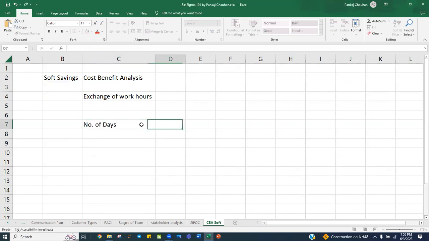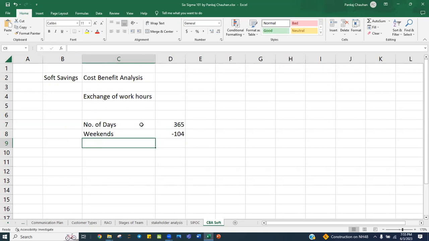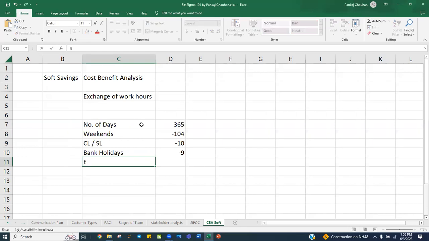Example, the number of days in a year, we have around 365. If you talk about the weekends, we have around 52 into 2, so total 104 days. Those are the negative where we are not working. You have casual leave or maybe sick leave, approximately 10 days that will be minus from this. Typically bank holidays, any company will give you approximately 9 on an average. And you have your earned leave. Typically for any company, generally they consider around 20 as an earned leave.